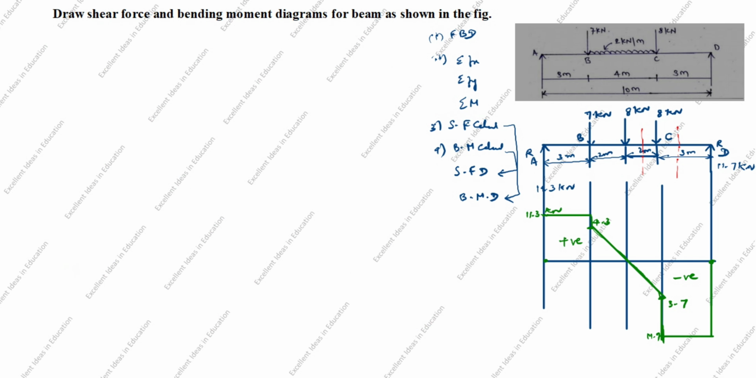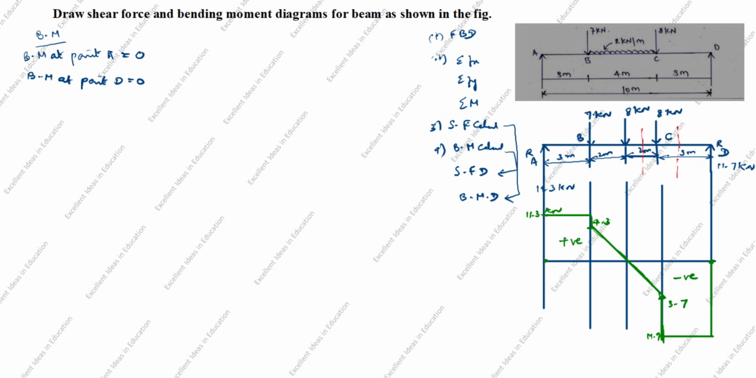Next, we will do the bending moment calculation. First, we will take the bending moment at point A. Bending moment at point A and point D is always 0 only. So no need to calculate this one. Bending moment at A is equal to 0. Bending moment at point D is equal to 0.